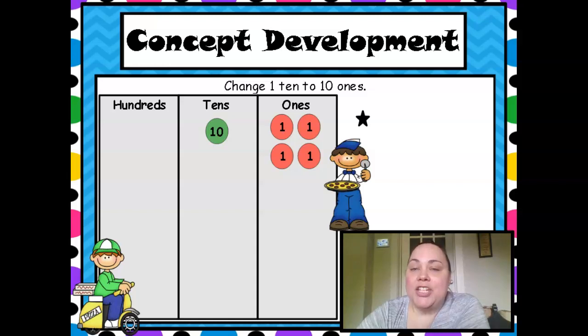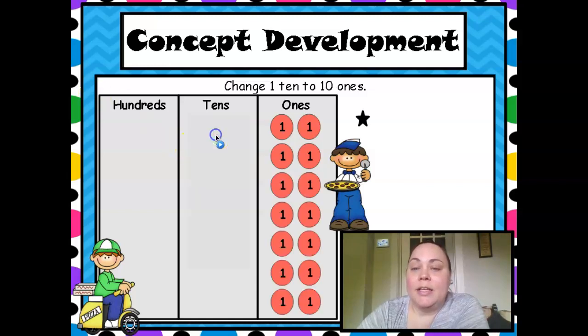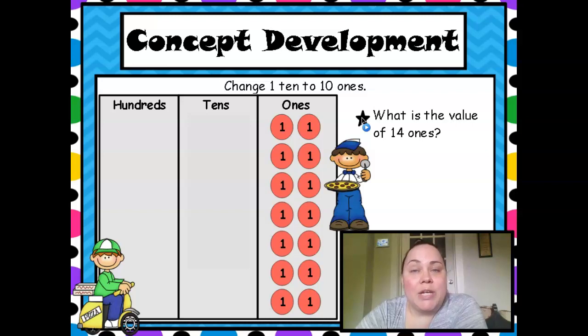Now, I want to change that 1 ten to 10 ones. What is the value of those 14 ones? So I now have 14 ones. How much is that worth? Well, we have to count them by ones. 1, 2, 3, 4, 5, 6, 7, 8, 9, 10, 11, 12, 13, 14. 14 ones is worth 14.